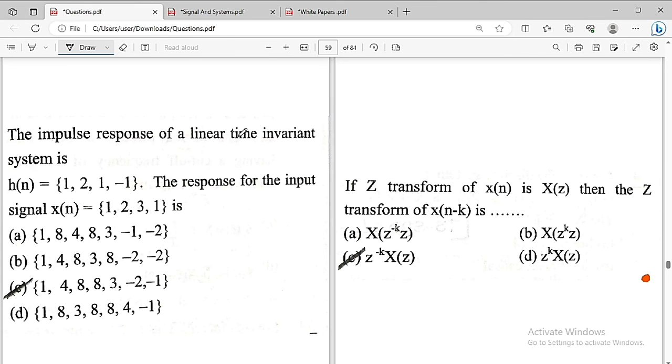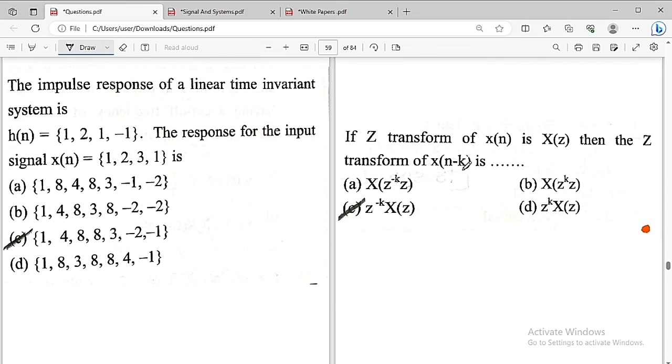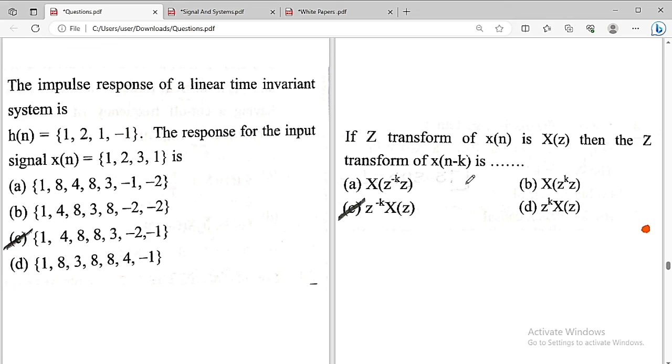So this is the correct solution of this question. Now we are going to solve another question. The z transform of x of n is x of z, then the z transform of x of n minus k is what? Basically for x of n, the z transform is x of z, and for x of n minus k, we need to figure out the z transform. Among the four options, option C, z to the power of minus k into x of z, is the correct solution of this question.